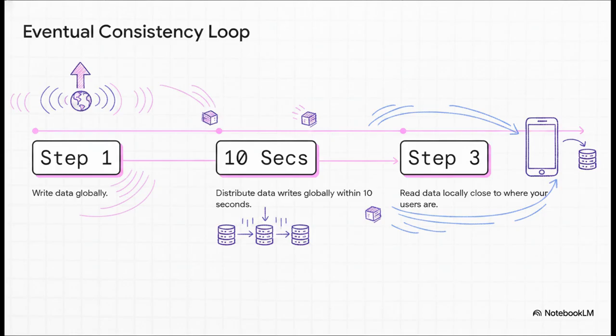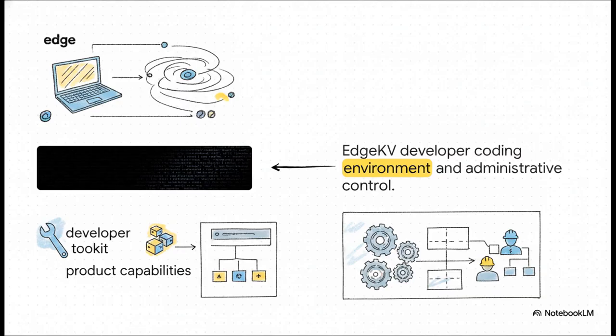It's such an elegant fix to that data in motion problem we talked about, because your app is never stuck waiting on a centralized server to greenlight a read request. Okay, theory is great and all, but let's actually open up the developer toolkit. Let's look at the real-world product capabilities system architects are using to make this happen.